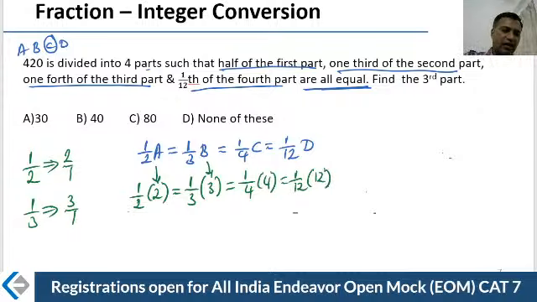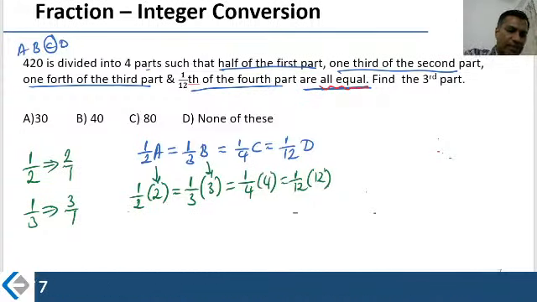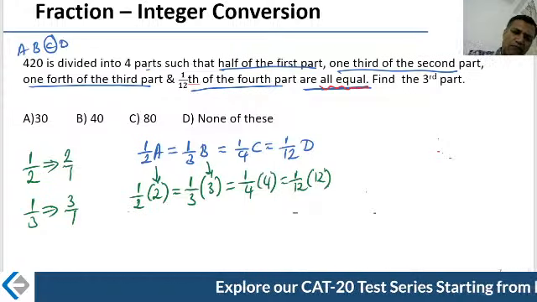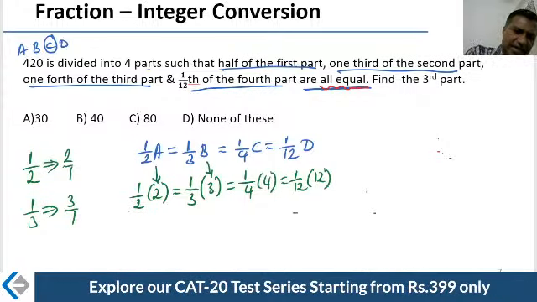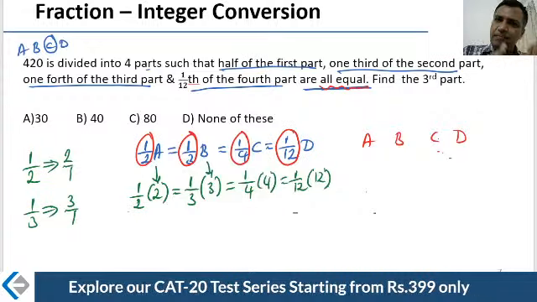In the sense, hereafter, when we are writing for the management entrance exam, "equal" is a very, very important word for us. If they say half of something is equal to 1/3 of something is equal to 1/4 of something, very simple. Directly, I will write A, B, C, D are in the inverse ratio of those numbers: inverse of 1/2, inverse of 1/3, inverse of 1/4, inverse of 1/12. I'll simply write them as inverse.